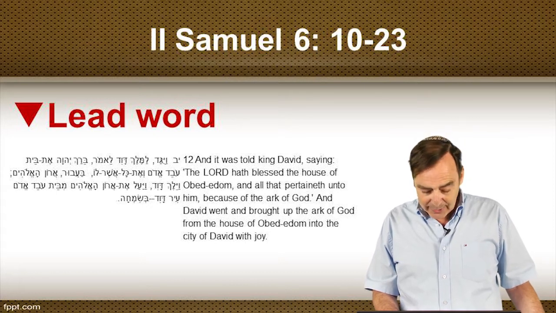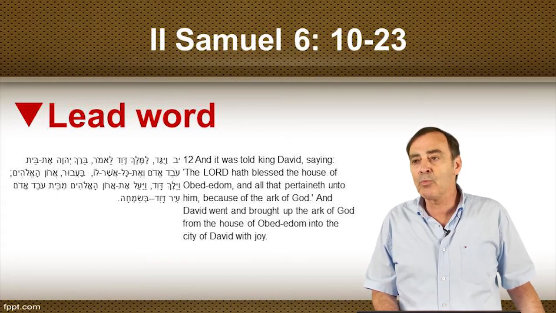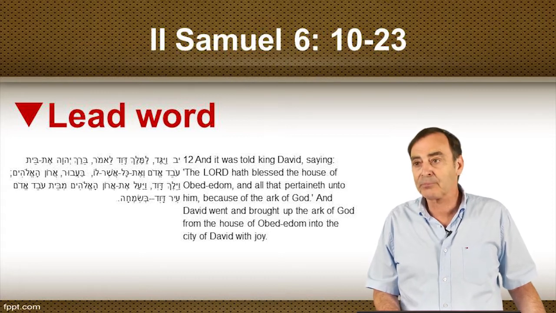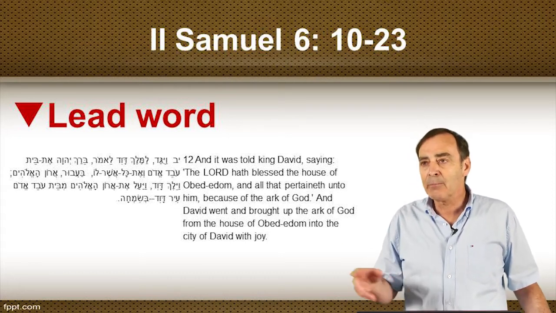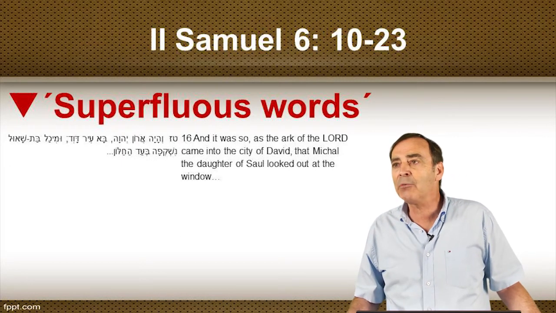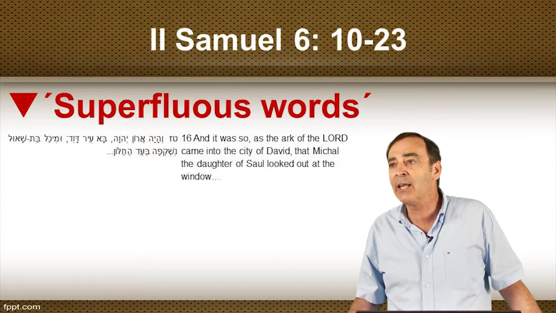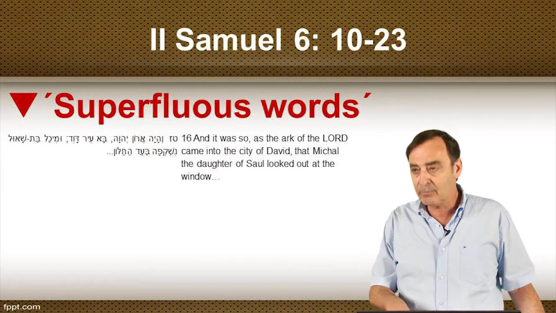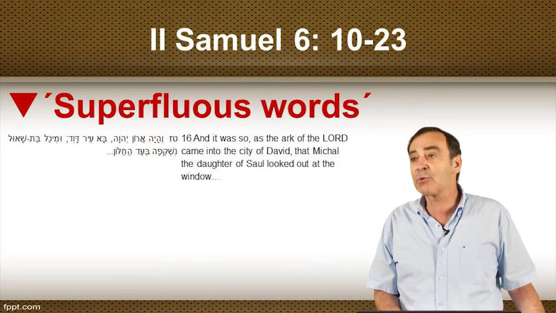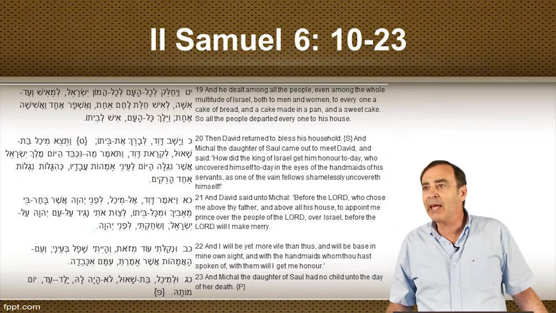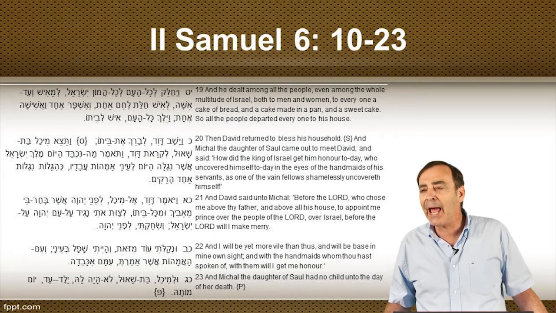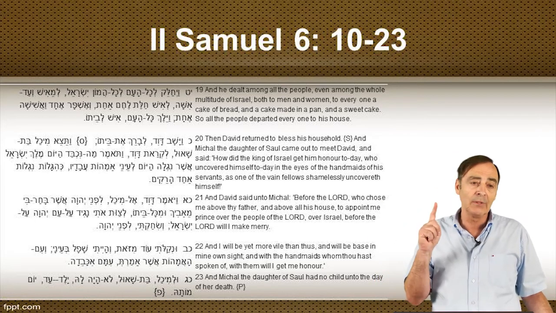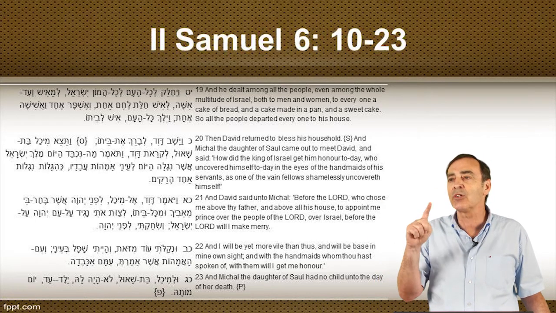Okay, if we move on now to the word that will appear several times, let's look at verse 16 first. "And it was so, as the ark of the Lord came into the city of David, that Michal, the daughter of Saul, looked out at the window." How is Michal referred to here? She's referred to as the daughter of Saul. If you look at verse 20 now, it says, "Then David returned to bless his household, and Michal, the daughter of Saul." Once again, she's referred to as the daughter of Saul.